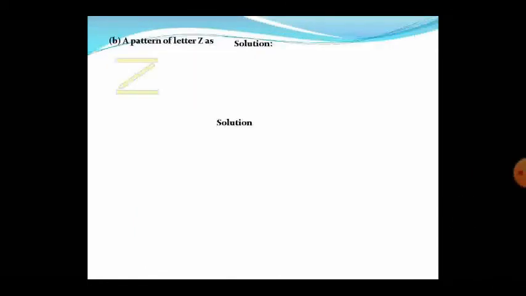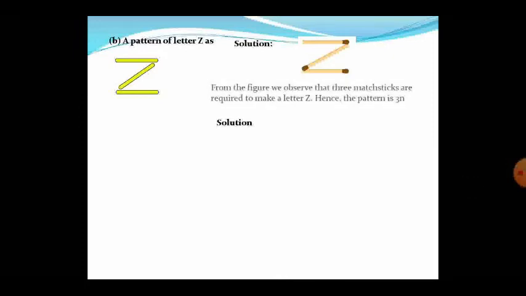Now Z. For Z, how many matchsticks does it need? If you arrange Z with matchsticks, it looks like this. So how many matchsticks does it need? 1, 2, 3. There are 3 matchsticks needed. So what is the pattern now? 3 into N. From the figure we observe that 3 matchsticks are required to make the letter Z, and the pattern is 3N.